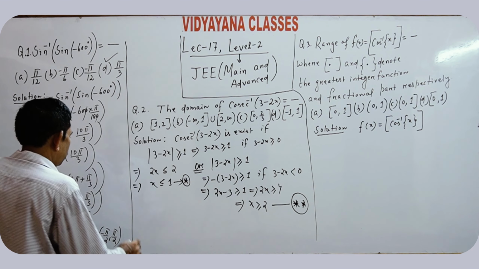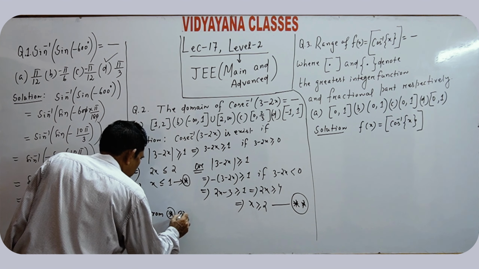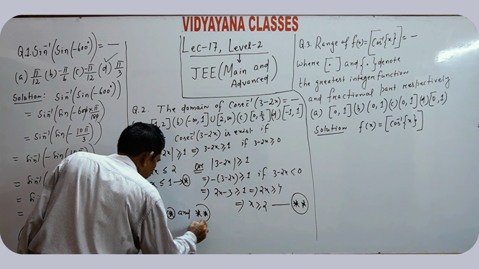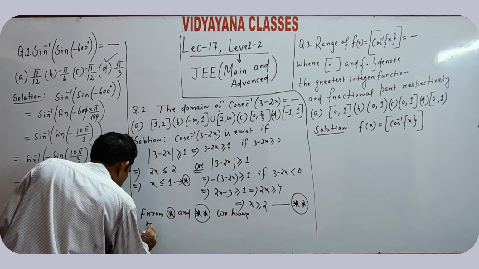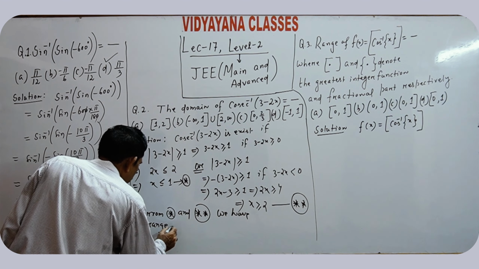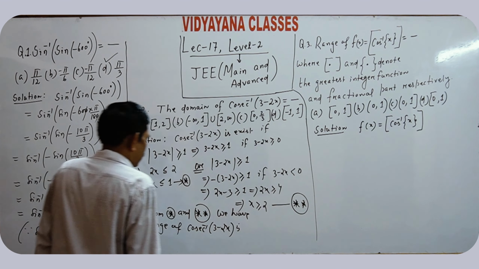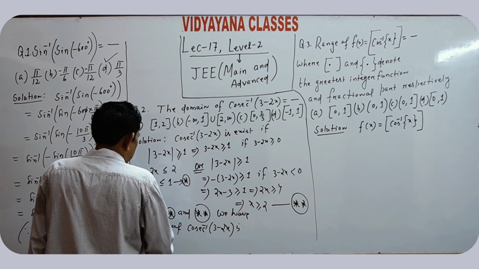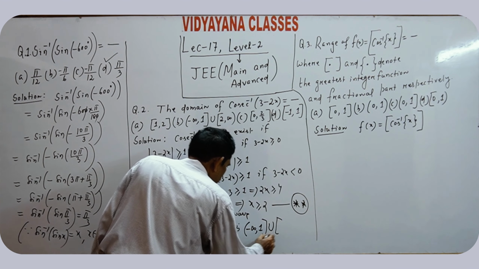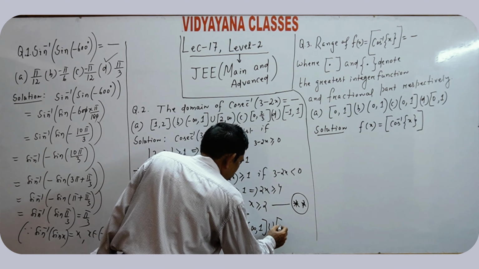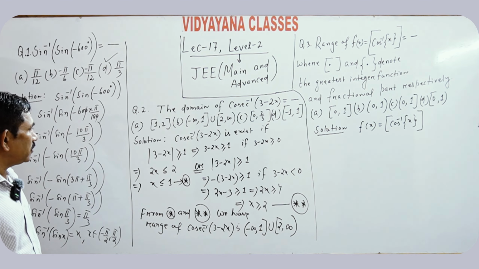From star and double star, we have the domain of cosec inverse 3 minus 2x is x less than equal to 1, that means open bracket minus infinity to 1 close bracket, union x greater than equal to 2, that means close bracket 2 to infinity open bracket. So the correct option is B.